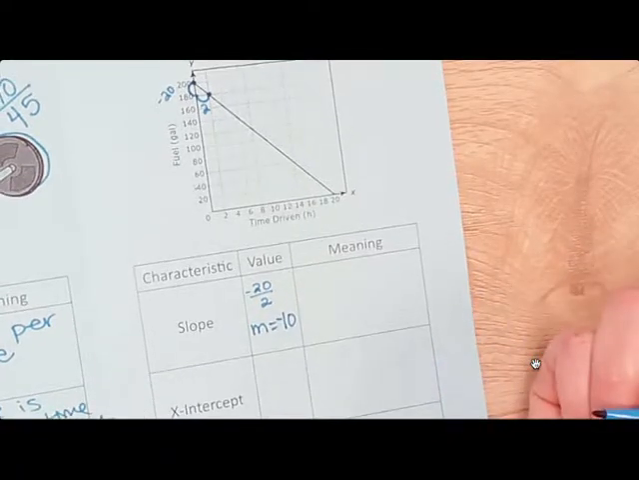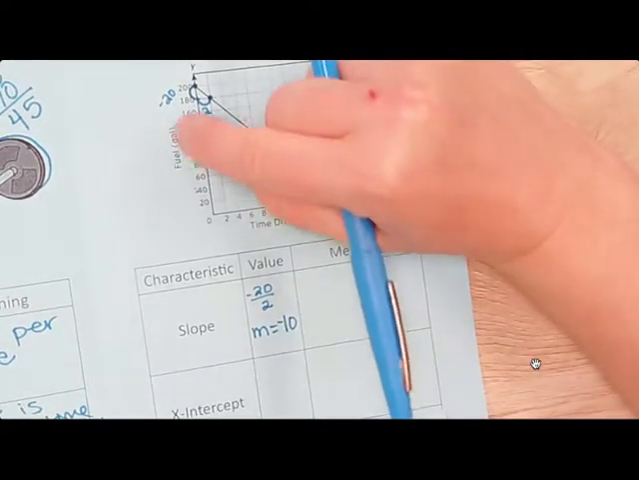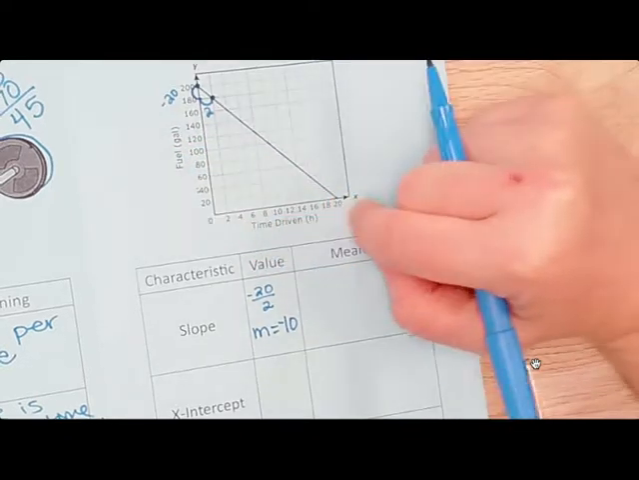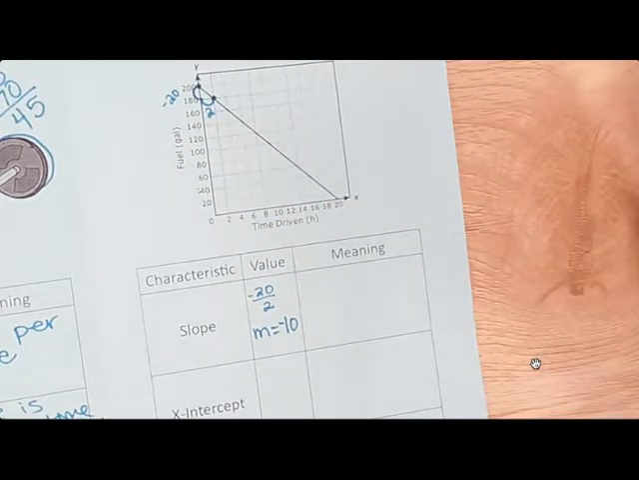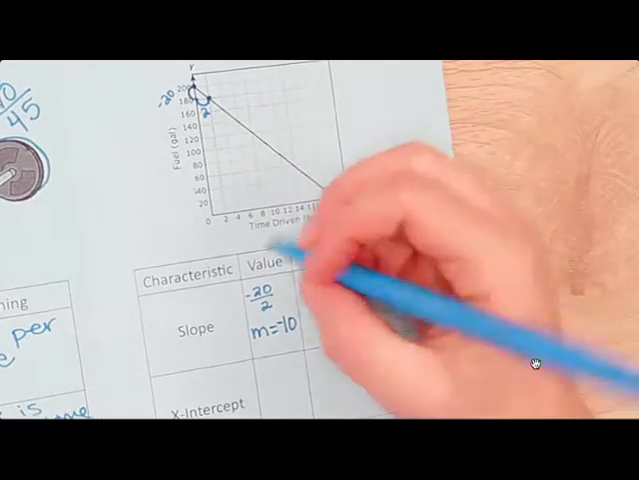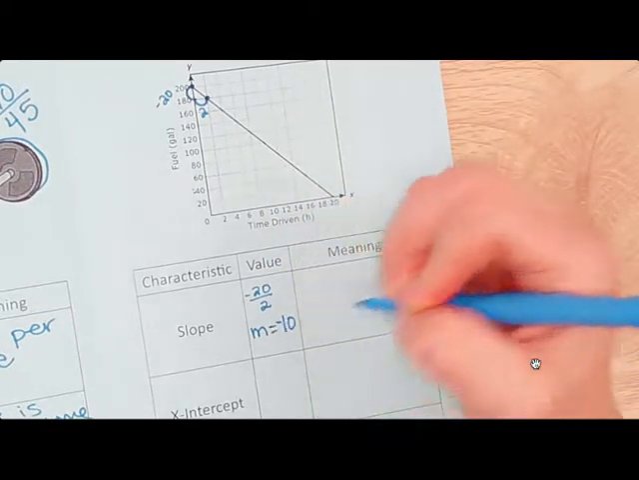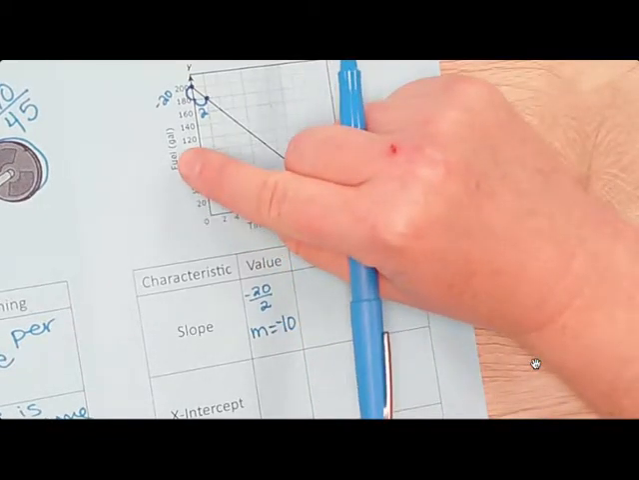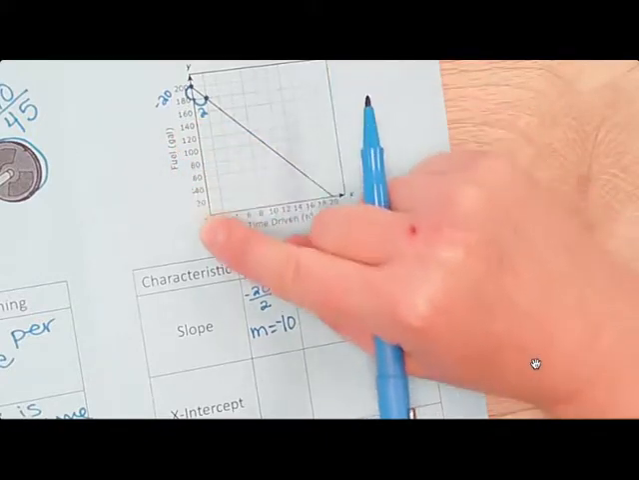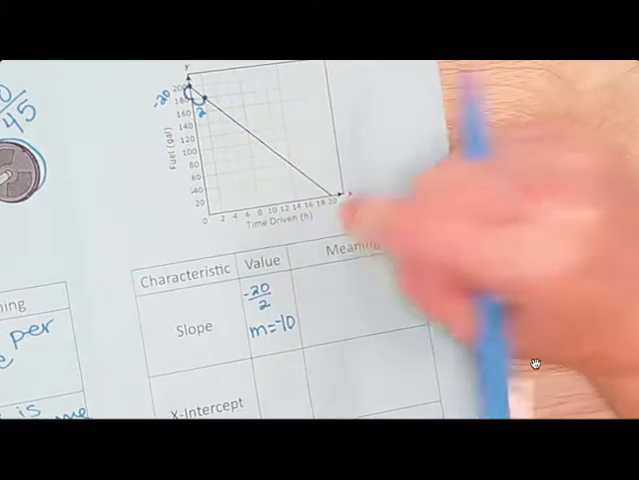Then we need to talk about the meaning of that. So we need to look at fuel, time driven. Remember, y is on top, x is on bottom. So we're going to say negative 10 gallons per 1 hour.